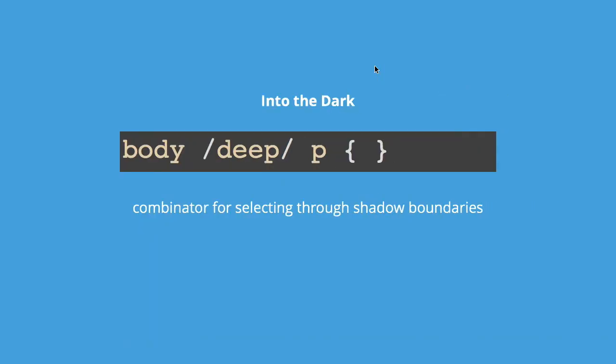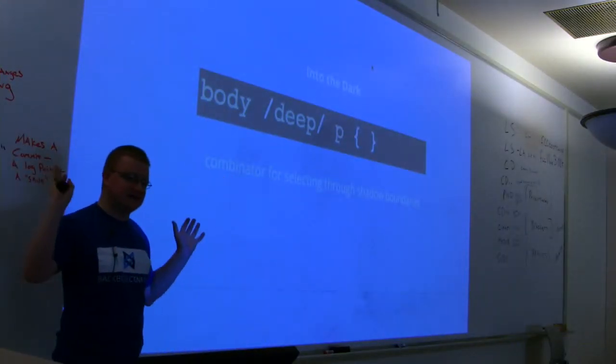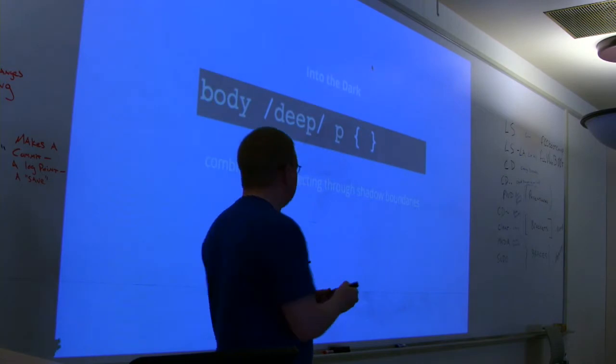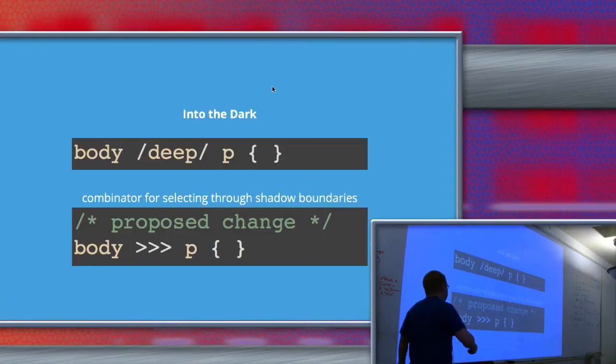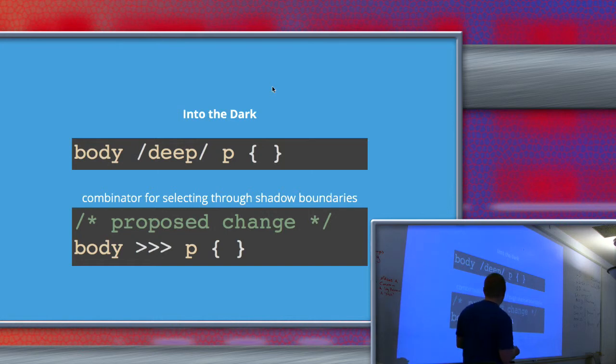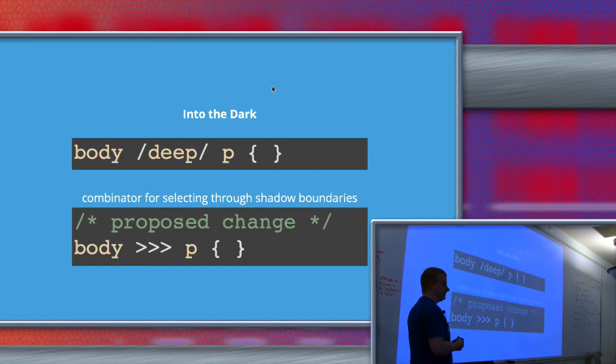Well, with shadow DOM, we have a new one called /deep/, which I think is a terrible way to write a combinator, but that's how we did it. So /deep/ means ignore shadow boundaries and just go straight through them. There was a proposed change, and I don't know if it was ever implemented, to change this to greater than, greater than, greater than. And I think that's a little cleaner. But it basically means that if there's a shadow boundary in between body and P, we're just going to ignore it. We can go right through shadow boundaries, and we can break that encapsulation.